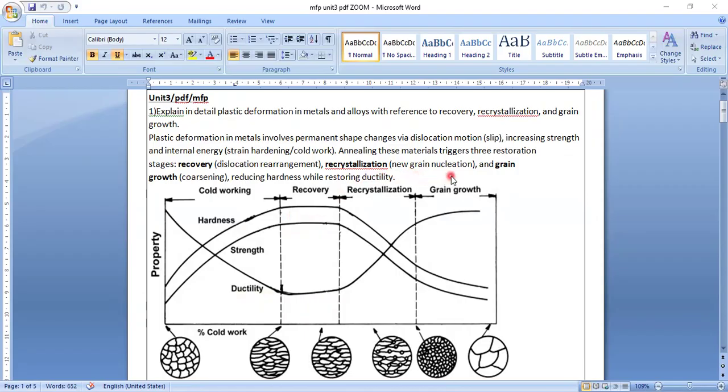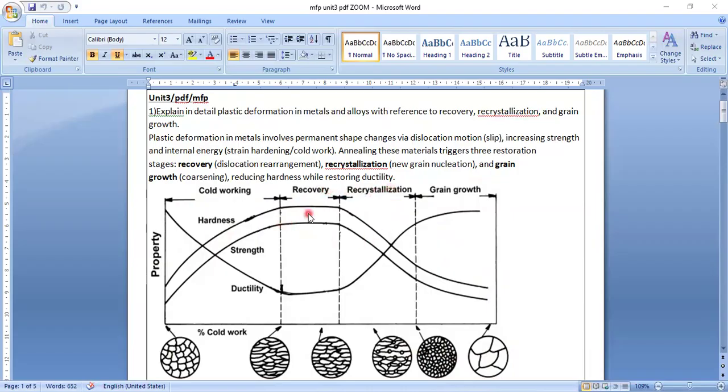The next stage is recrystallization. What is the meaning of recrystallization? New grain nucleation. You can see new nuclei formed here. New nuclei will be formed in the recrystallization stage, that is the second stage. And grain growth is also called coarsening. In grain growth, small grains together form big grains. This coarsening reduces the hardness while restoring the ductility.